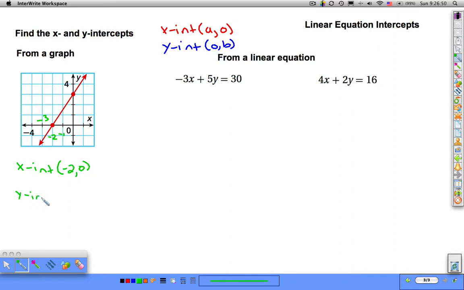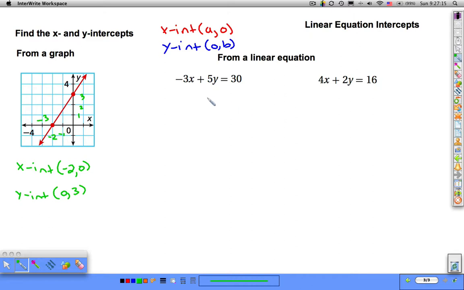The y-intercept is going to be where the line crosses the y-axis. And for the y-intercept, the form is (0, b), where b is the number at which the line crosses the y-axis. So we know 0 is going to be first. And again, it's going by ones. So this is (0, 3). That's it. We're done. Now, when we do the linear equation, there's actually two ways we can do this.